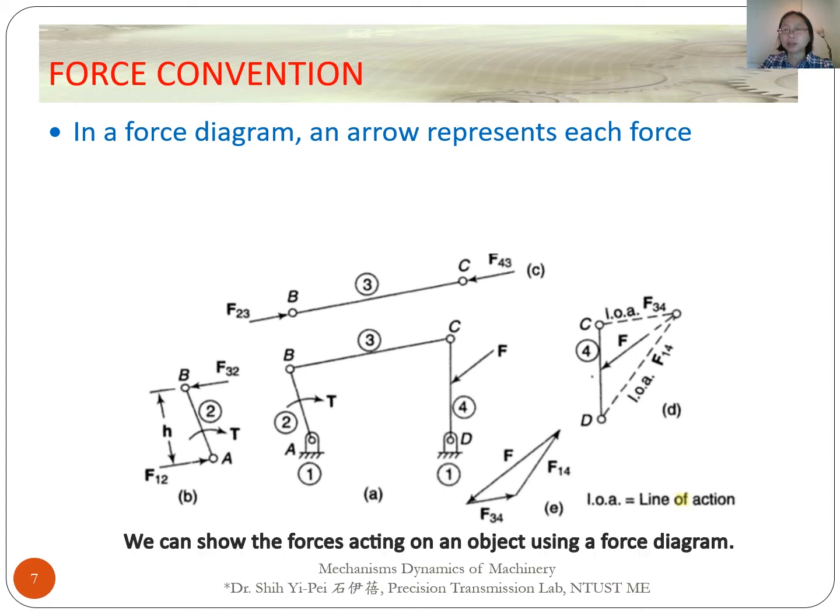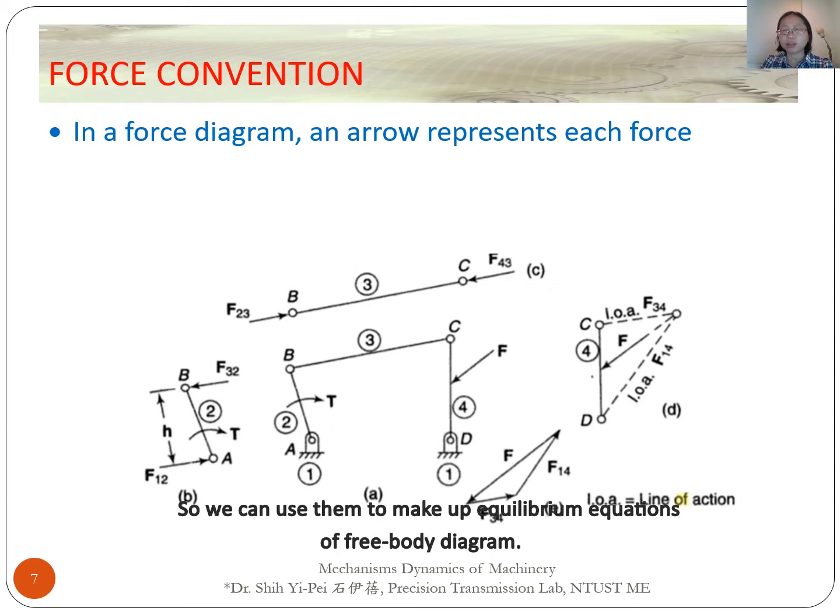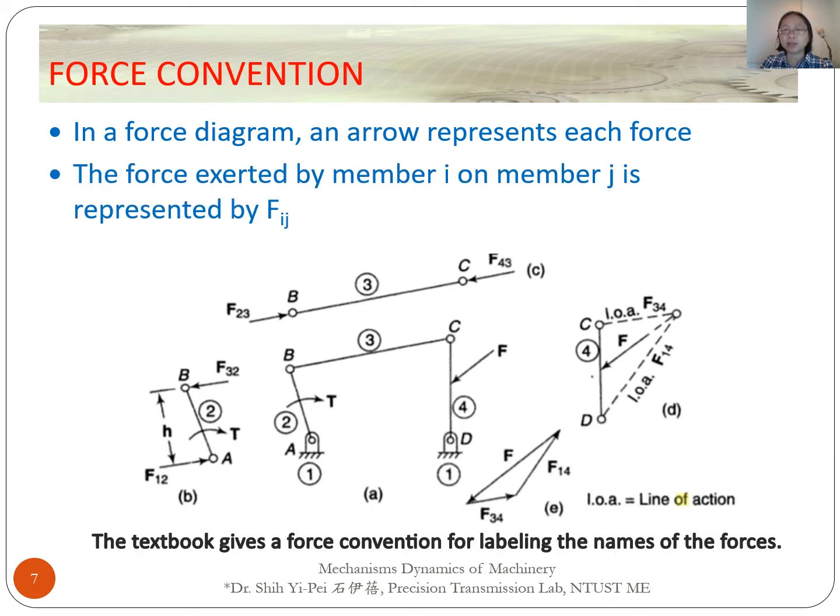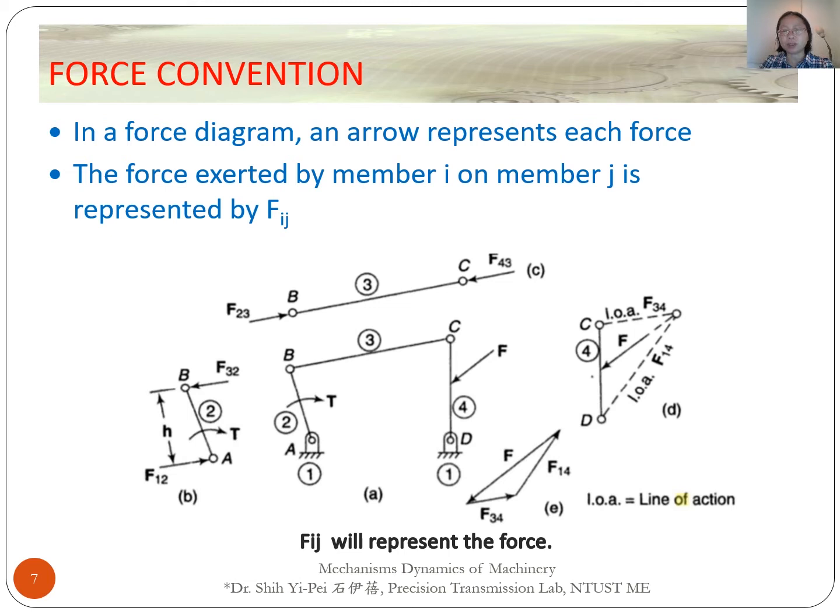We can show the force acting on an object using a force diagram. In a force diagram, an arrow represents each force. The arrow shows the size of the force and the direction in which the force acts. The arrow should be labeled with the name of the force, so we can use them to make up equilibrium equations of free body diagrams. The textbook gives a force convention for labeling the names of the forces. If the force is exerted by member I on member J, Fij will represent the force.